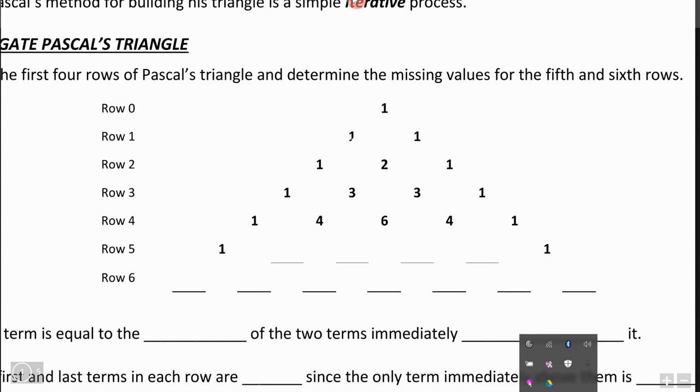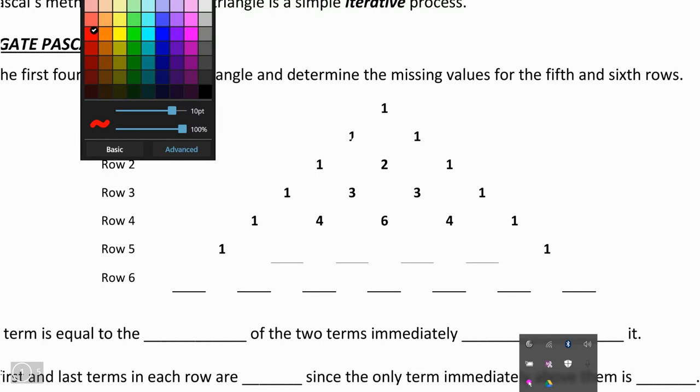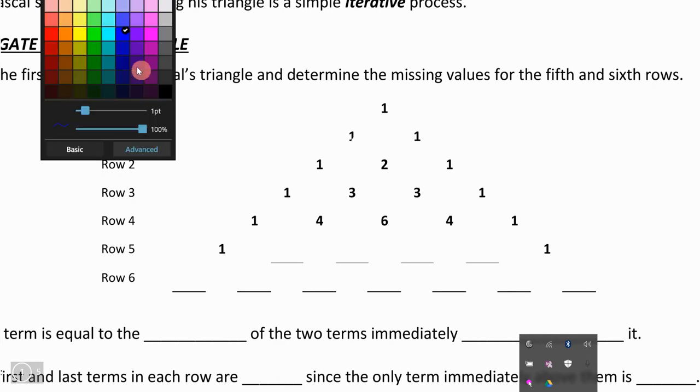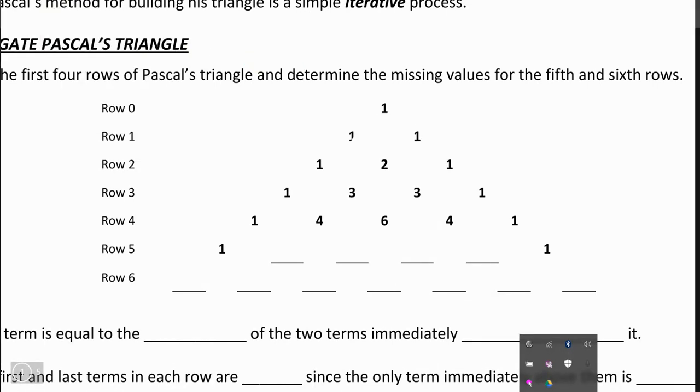I just didn't set my markers correctly here, so let's set that back to red. Okay, let's just fix that, delete that. So the number 2 can be found by just adding the 2 numbers directly from the left and to the right. So this 1 plus the 1 there gives me that 2.